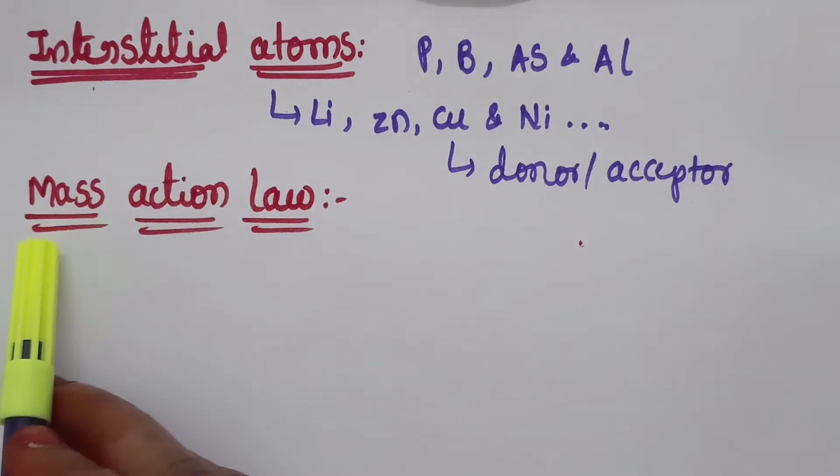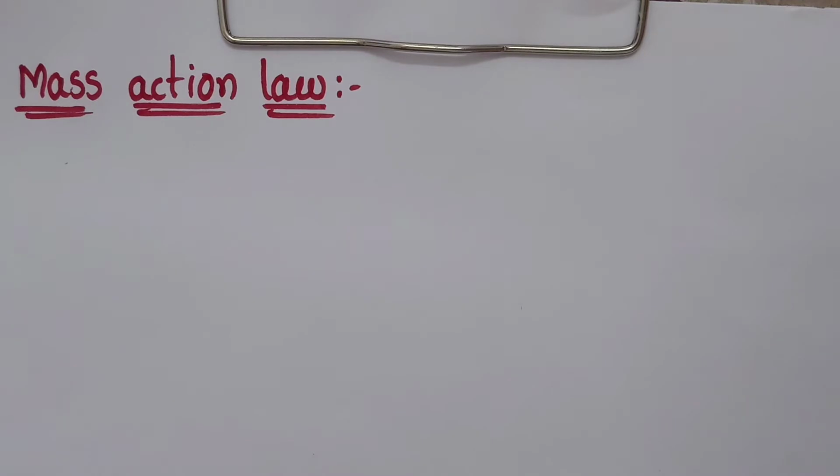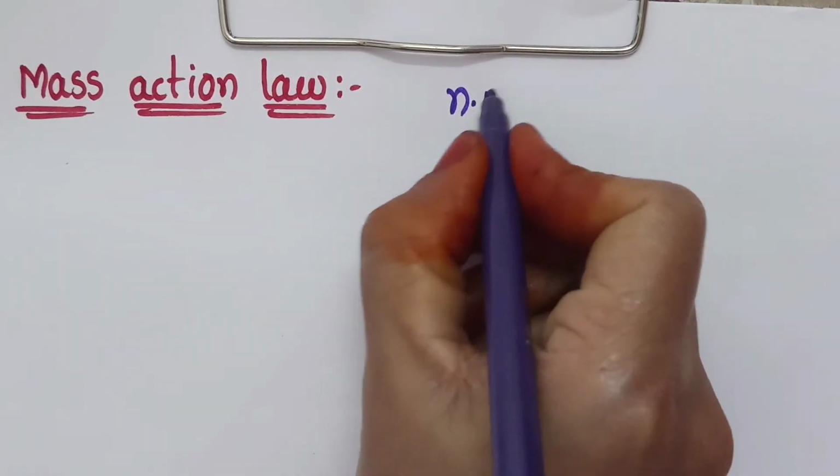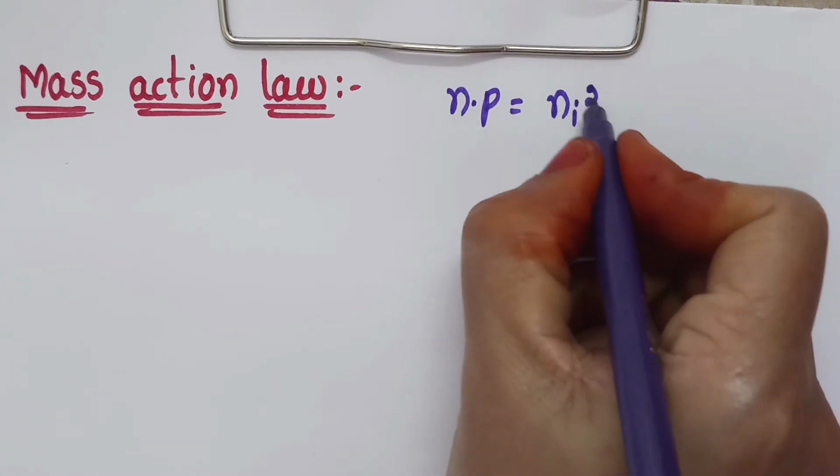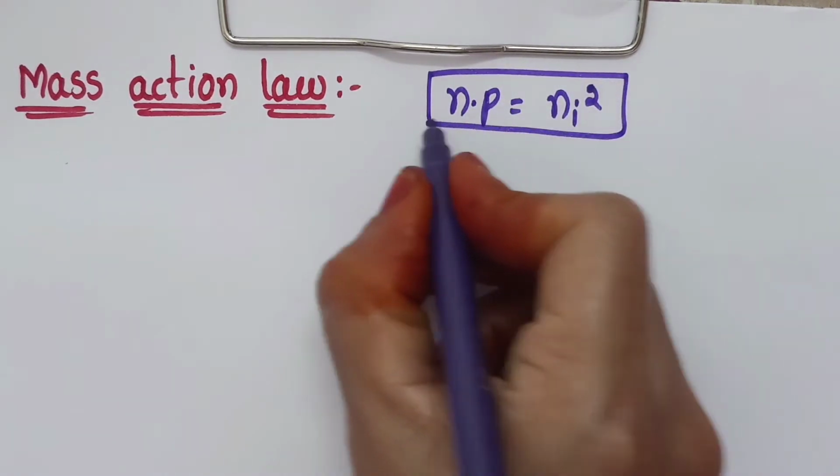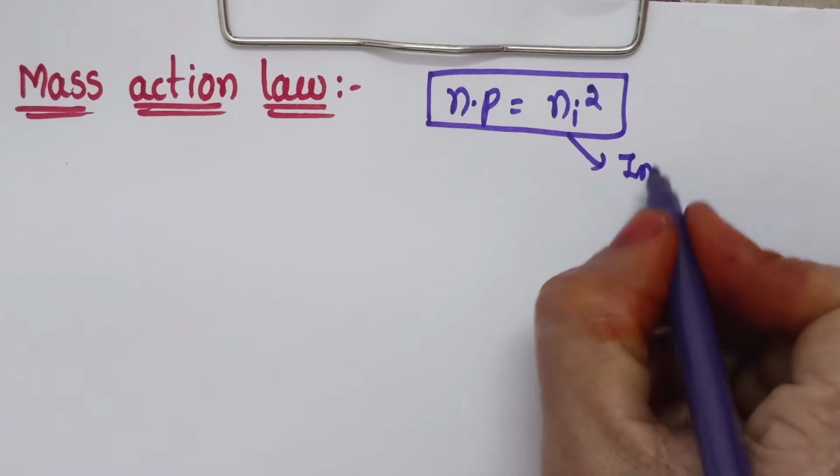Now let us discuss one of the important laws of semiconductor physics, that is the mass action law. The statement for the mass action law is: under thermal equilibrium condition, the product of electrons and holes is equal to the square of the intrinsic carrier concentration, where Ni is the intrinsic carrier concentration.